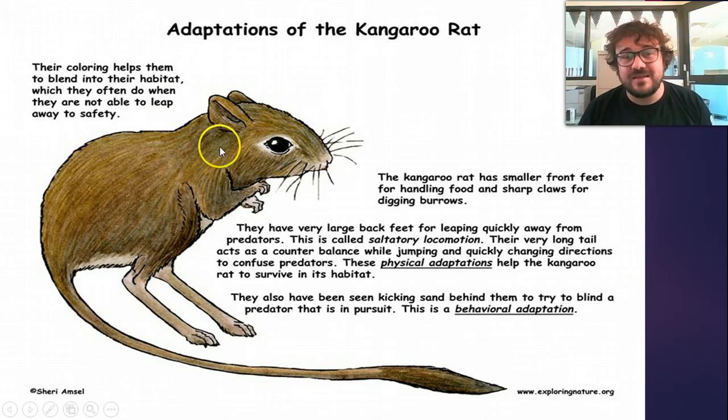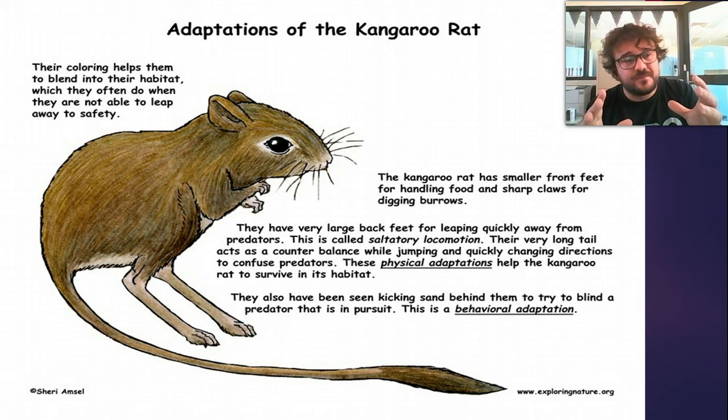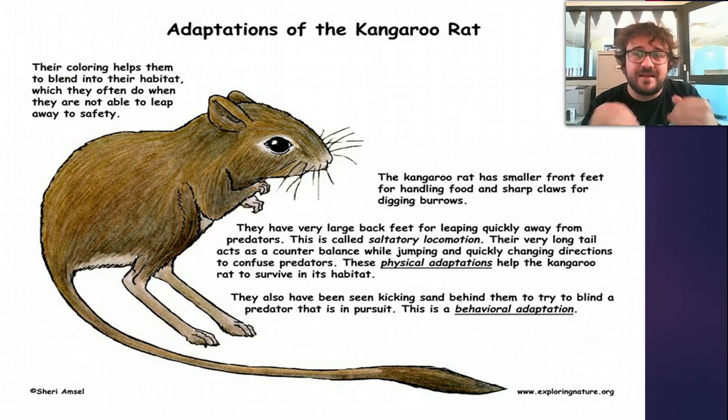Also as rad is the kangaroo rat. One adaptation is they've got this lovely colouring, and this lovely colouring means they're very well camouflaged, which is good because owls like to eat them. They've got smaller front feet with tiny sharp little claws, so they're good for digging and handling food, whereas they've got these very big back feet, which allows them to leap very, very fast, kind of like a kangaroo does, actually. And they've got that big long tail to help balance them out a bit.